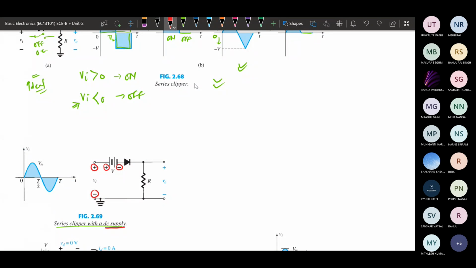Okay, so if it is forward bias, it will be behaving like a short circuit, and with respect to that we will be getting the output. If it is open circuit, the current flowing will be 0, and with respect to that the output that we will be getting will be 0.